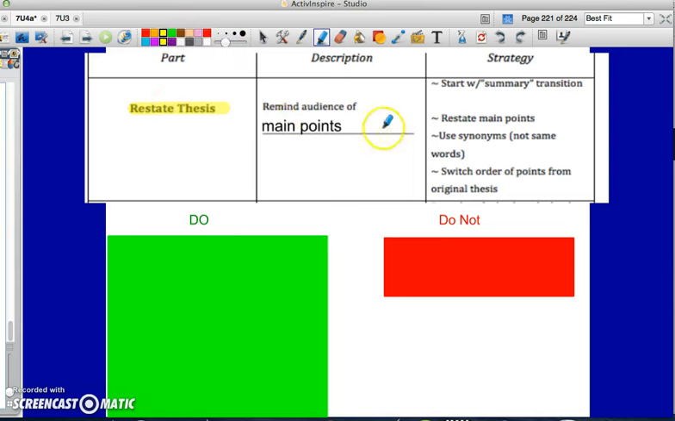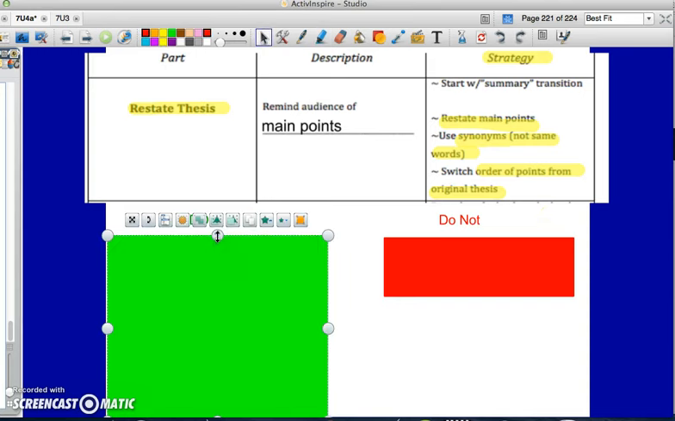So first we have the restatement of the thesis. And the goal of the restatement of the thesis is to remind your audience right off the bat, here are the main points that I've just been talking to you about for the past three paragraphs. Some strategies that you can use: you should start with a summary transition, and I'll give you a couple options. Definitely restate all of your main points. Do not use the same wording, but rather use synonyms. And don't be afraid to switch the order or even chunk up your main points into multiple sentences.